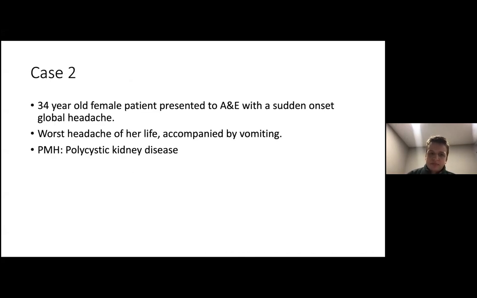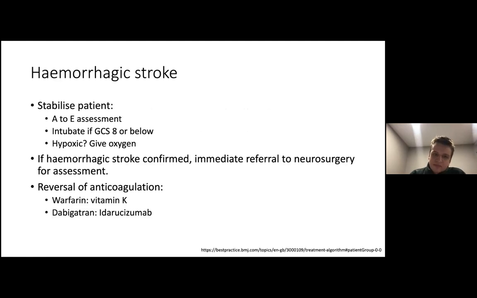So let's go on to a second, shorter case now. A 34-year-old female patient presented to A&E with a sudden onset global headache. She describes this as the worst headache of her life, and she vomited at the time. She has a known past medical history of polycystic kidney disease. Okay, so hopefully at this point you're thinking maybe this might be subarachnoid hemorrhage.